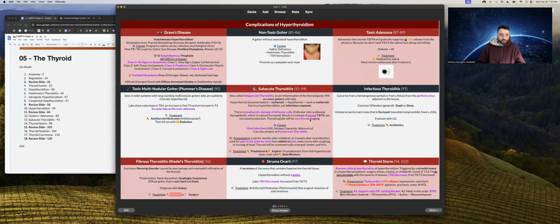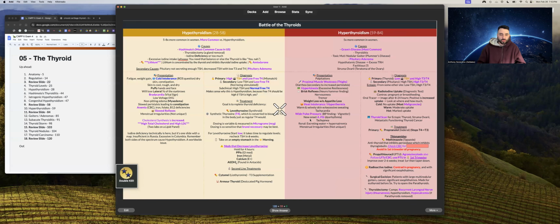Treatment blank or surgery. This is for fibrous thyroiditis. Eosinophils. Is it steroids? It is steroids. We'll take that. Unilateral painful mass that is movable, compressible, but it's a medical term. Something with an F, fluctuant. We'll take that.